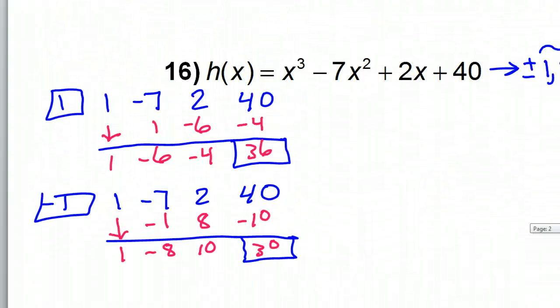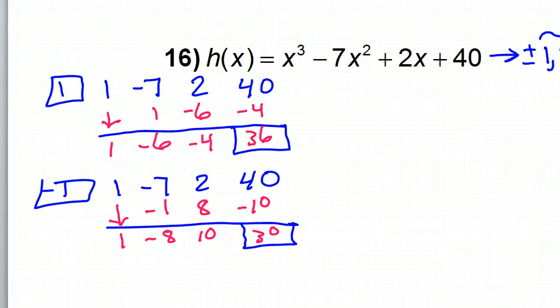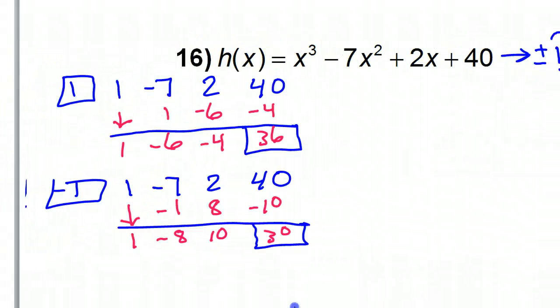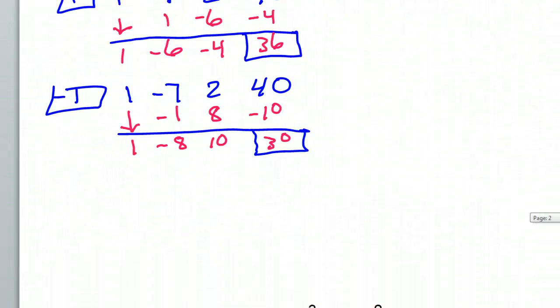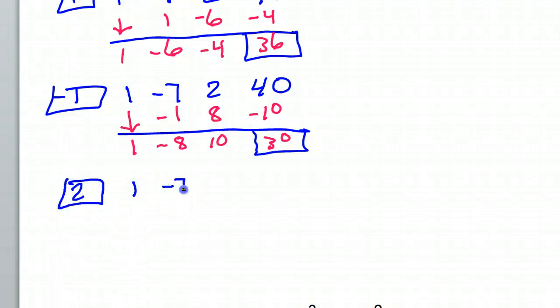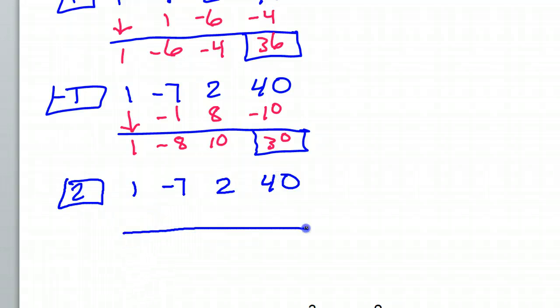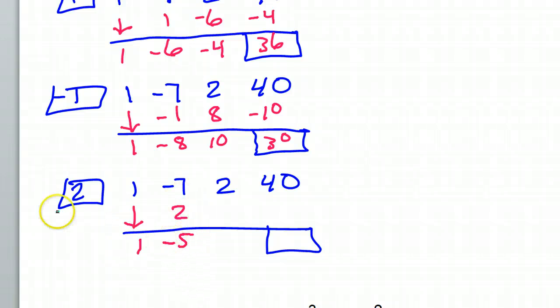All right, do I have room for 3 right over here? I think I do. So now I'm supposed to go and try positive 2. So I'm just going to squeeze it in down here. So here we go. Now I'm going to try positive 2. So 1, negative 7, 2, 40. So that'll be 2, negative 5, negative 10. That'll be negative 8. That'll be negative 16. So that'll be 24. So that is another fail.